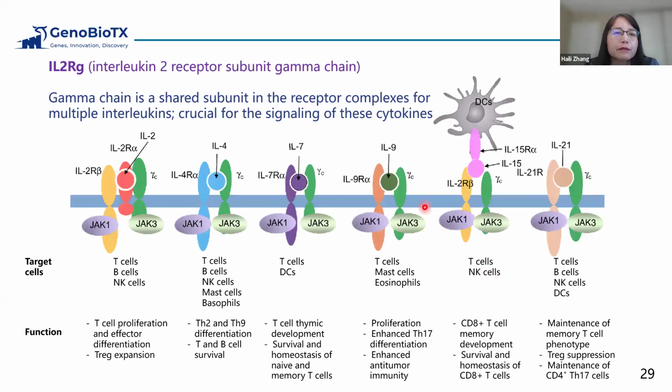The interleukin-2 receptor subunit gamma chain is a shared subunit in the receptor complex for multiple interleukins, for example, IL-2, IL-4, IL-7. So it is crucial for the signaling of these cytokines. Knockout of the gamma chain can significantly influence our immune system functions and responses.